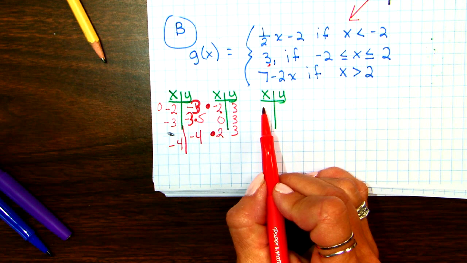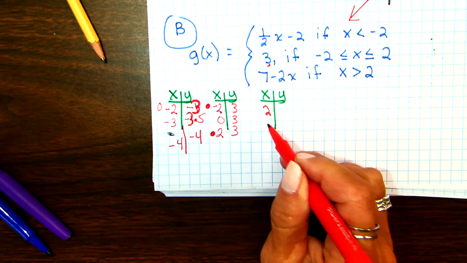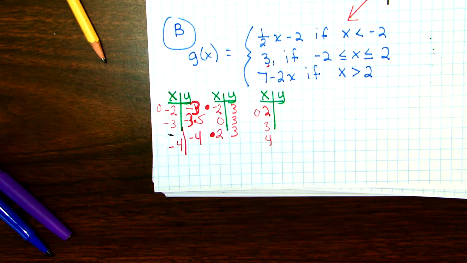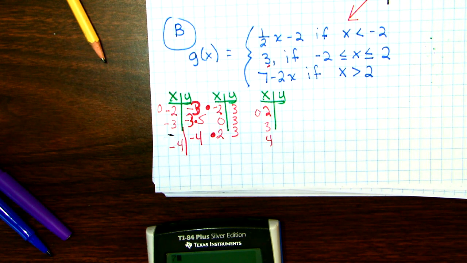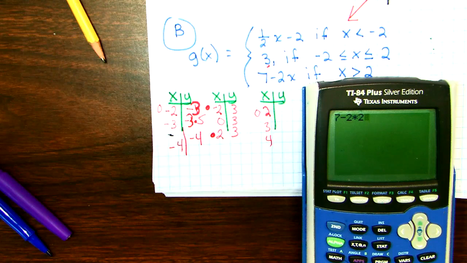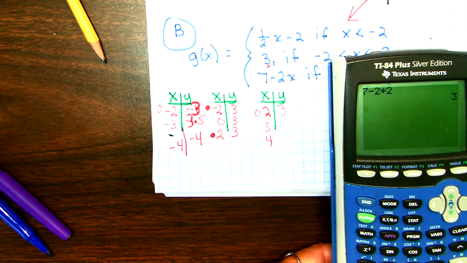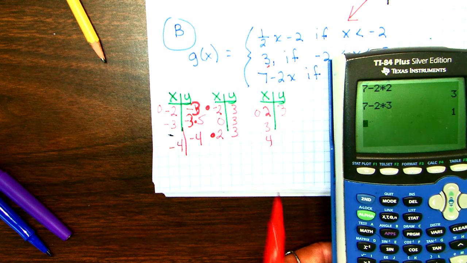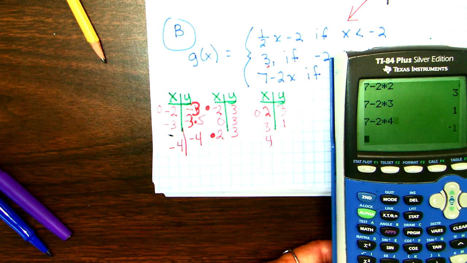And lastly, what are we going to start with in this column? What number? 2. And we want numbers greater than 2, so I'm just going to use 3 and 4. Pick what you'd like. Open circle on the 2, because it doesn't have an equal to sign. So, just typing right in my calculator, 7 minus 2 times 2 is 3. 7 minus 2 times 3 is 1, and so on. 7 minus 2 times 4, and we get -1.